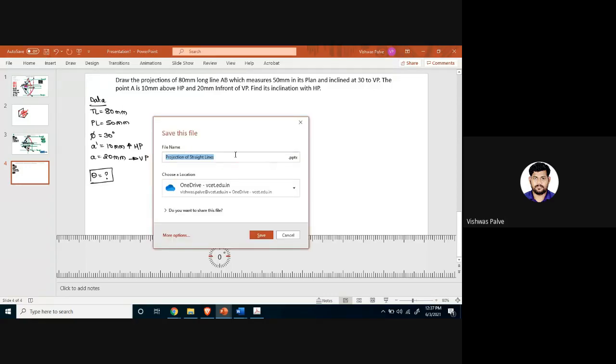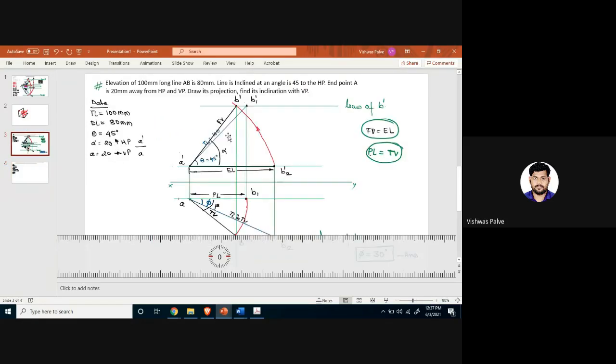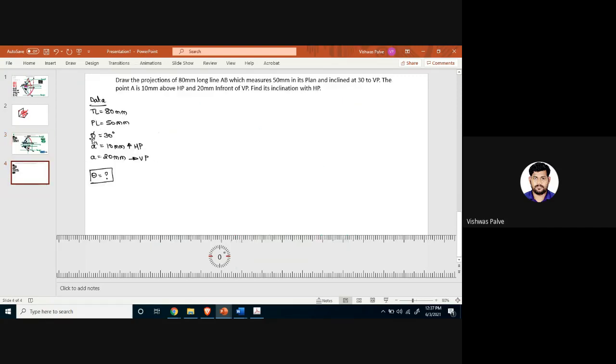This problem is similar to the previous problem, the only difference is this. In the previous problem, what was given? The plan length and elevation length were given, and theta was given. In this problem, what is given? Plan length and phi are given. So it is completely reverse of this.